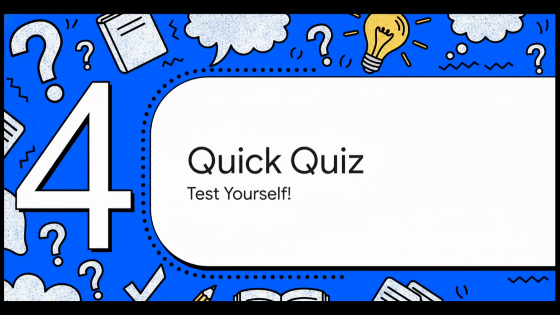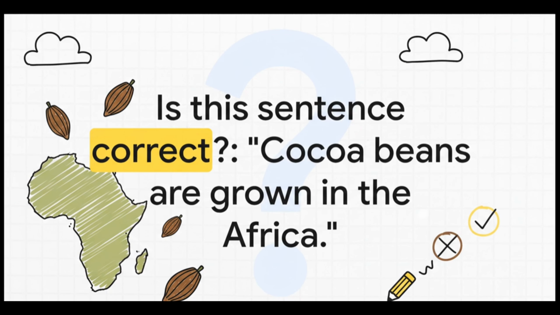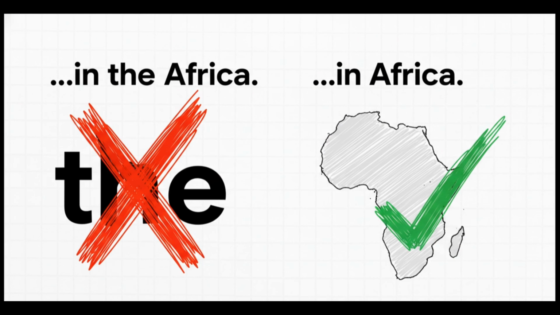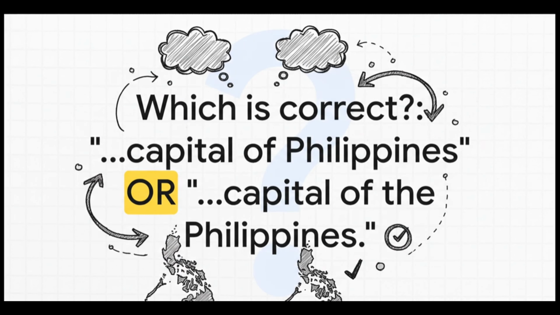You ready? Okay, first up, "Cocoa beans are grown in the Africa." What do you think? Is that one right or wrong? Think back to that rule about continents. And you got it. That's incorrect. We don't use "the" before the names of continents. The correct sentence is just "in Africa." Excellent work.